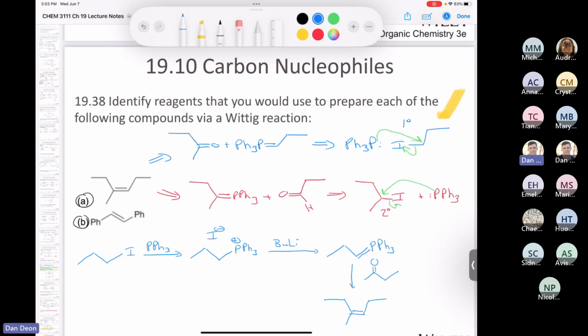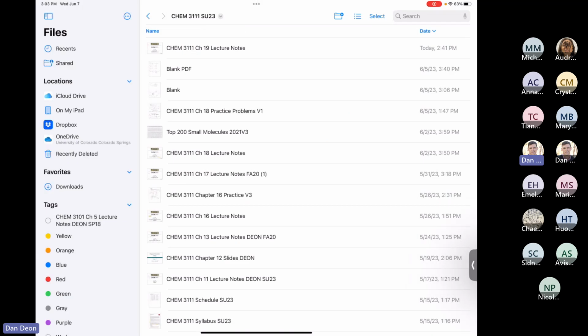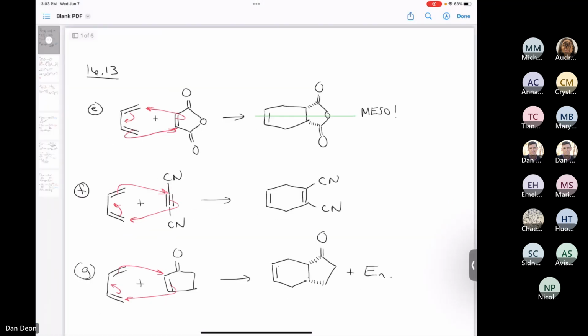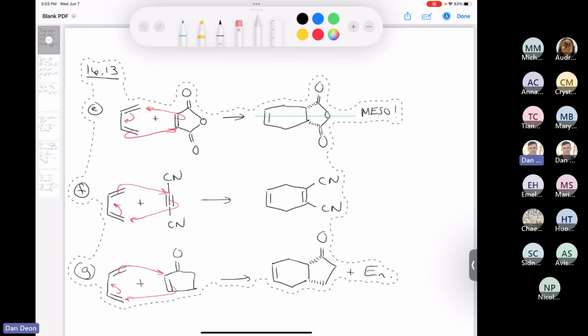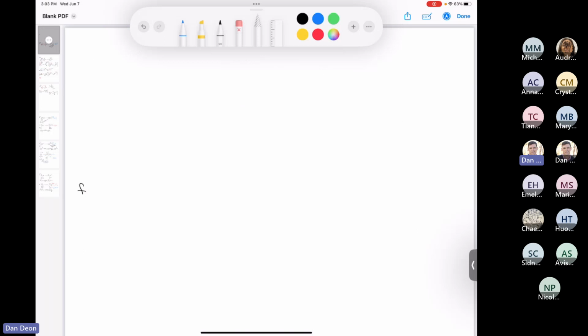For B, I'm going to have to switch over to a blank sheet here. So just give me a second while I erase some of our old work here. Just give me two shakes of a lamb's tail. I can get rid of all of our old Diels-Alder work. There we go.